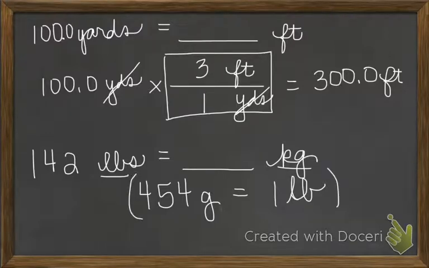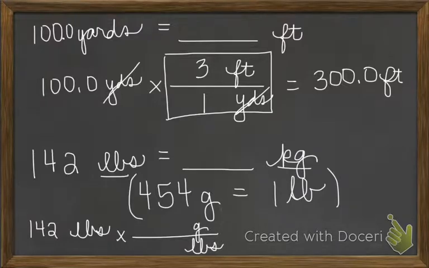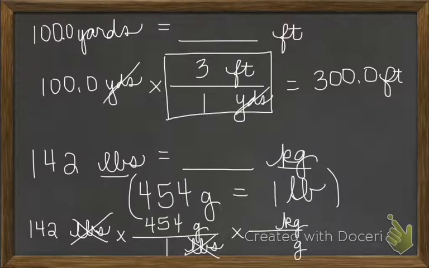How do I start? I have to start with what I'm given, 142 pounds. Can I convert from pounds to grams? Yes, because I know that there are 454 grams in a pound. Pounds will cancel. If I stopped and answered this right here, my answer would be in grams. But I can't stop because I want my answer in kilograms. So now I have to take it a step further and convert from grams to kilograms. How are those equivalent to each other?